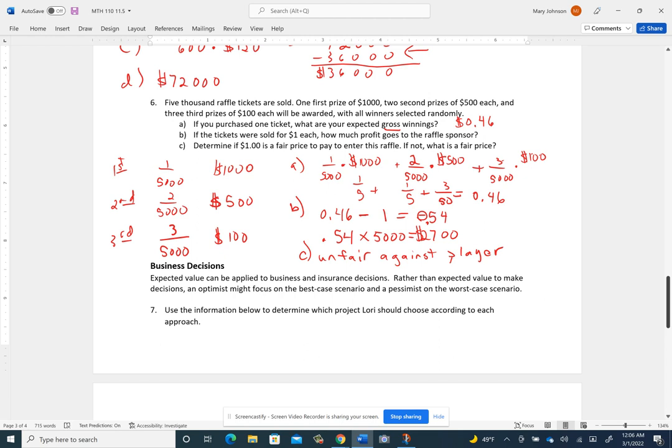And then it says, if not, what is a fair price? Fair price would be 46 cents, wouldn't it? Because then your net winnings would have been 0. The net winnings would have been 0.